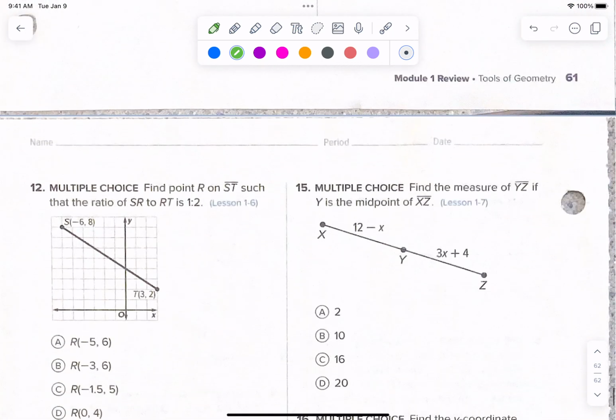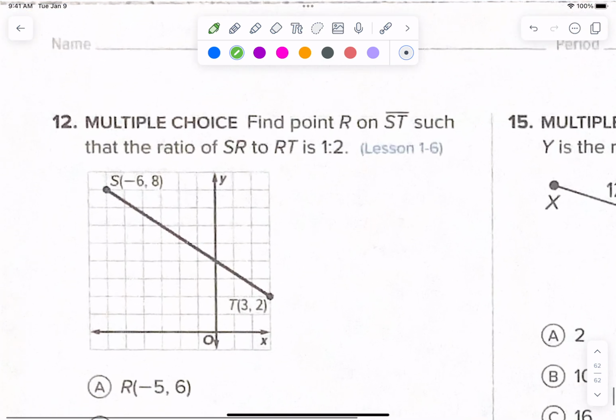All right, 12, let's go 12. Now we're doing the same thing again, but with coordinate points.